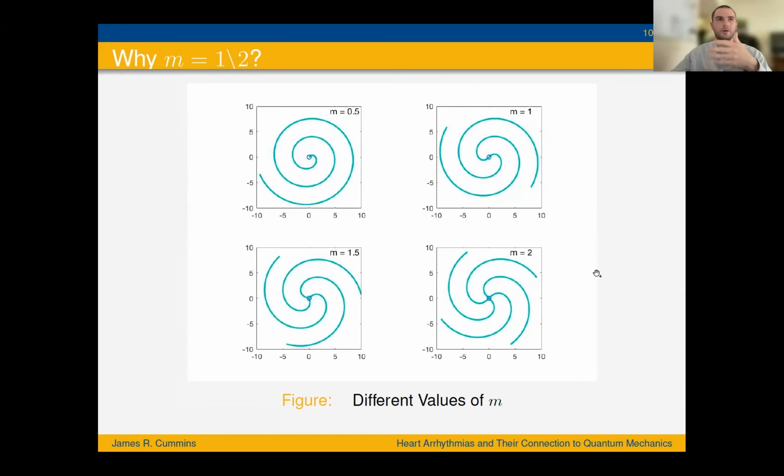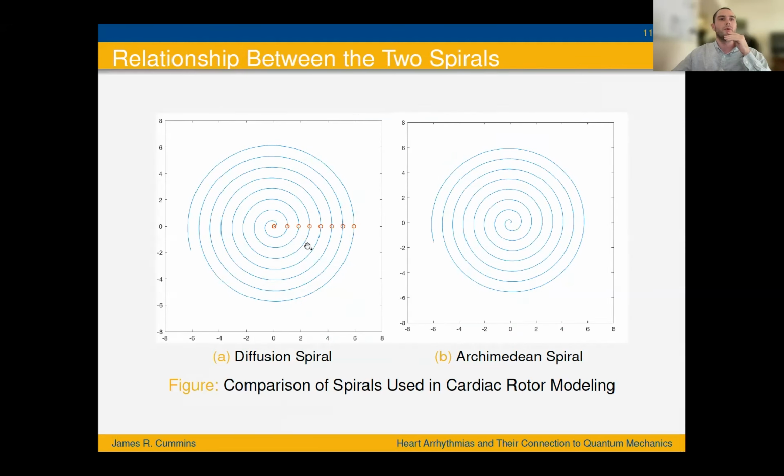And we applied that to our model and watched it interact with electrodes. And we were concerned about what the differences were between the Archimedean spiral and this diffusion equation spiral that we produced. And the key characteristic of the Archimedean spiral is that it should have the same distance between the wavefronts no matter where you're at.